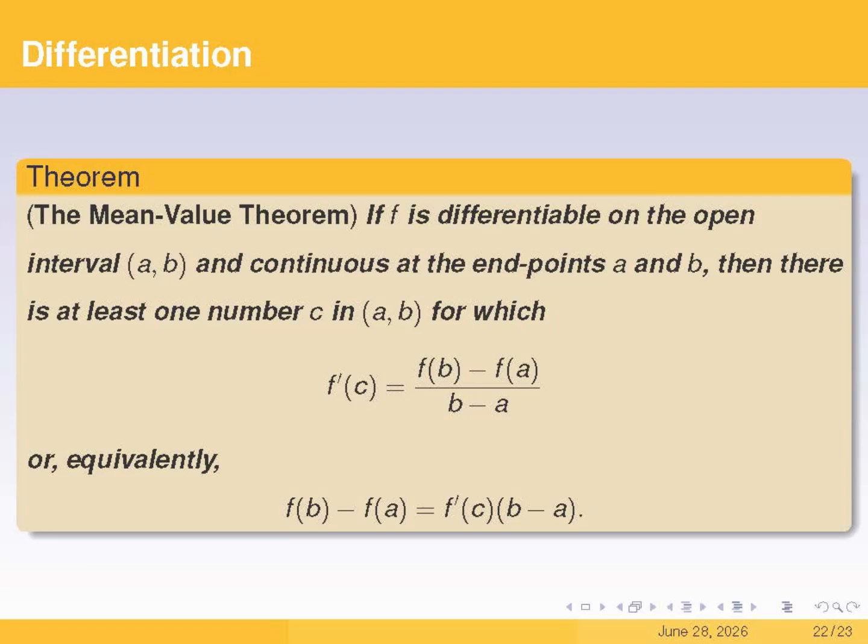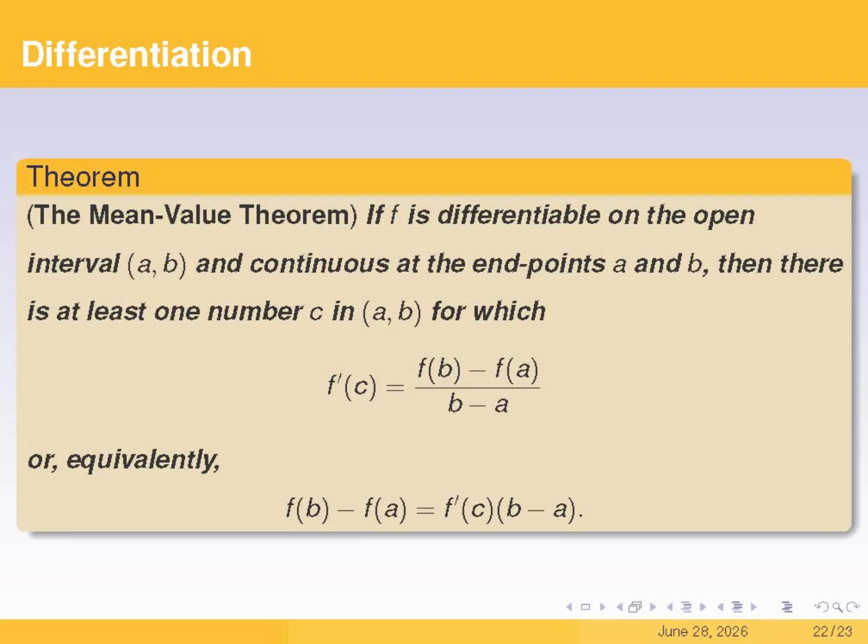As shown on the screen, suppose that the function f is differentiable on the open interval from a to b and continuous at the endpoints a and b. Since differentiability implies continuity, we can also say that the function f is continuous on the closed interval from a to b. The mean-value theorem states that there exists at least one point c in the open interval between a and b such that the mathematical expression on the fourth line of the screen is satisfied.